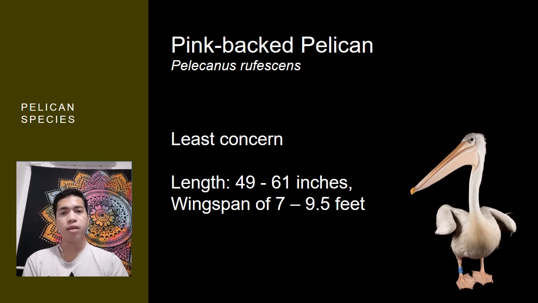Another species is the Pelecanus rufescens, or the pink-backed pelican. It is a least concern species and they can grow to about 61 inches with a wingspan of 7 to 9.5 feet. The plumage is gray and white except for the pink back, which gave the species its name. The top of the bill is yellow.